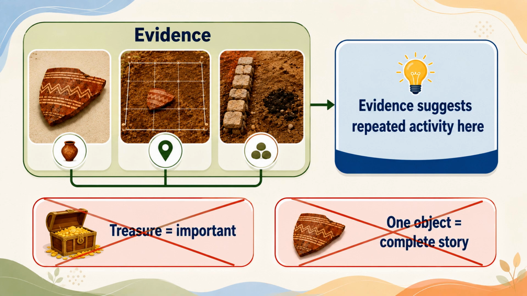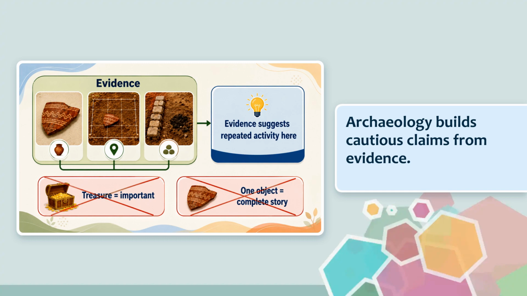Look at the 3 clues being considered together: the pottery fragment, its recorded location, and the nearby remains. Instead of jumping to a dramatic story, the claim card uses careful language and says the evidence suggests an interpretation. Archaeology is not treasure hunting. An ordinary object can be useful evidence, and one object alone does not prove a complete story. Archaeologists build interpretations by comparing clues and keeping claims within what the evidence can support. The crossed-out shortcuts show what careful reasoning avoids.